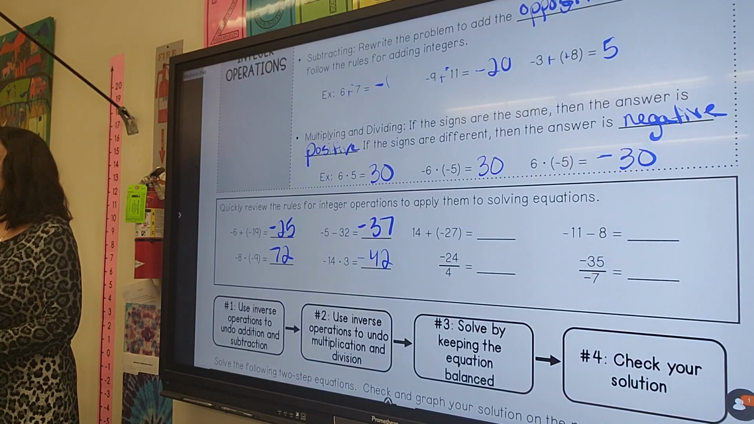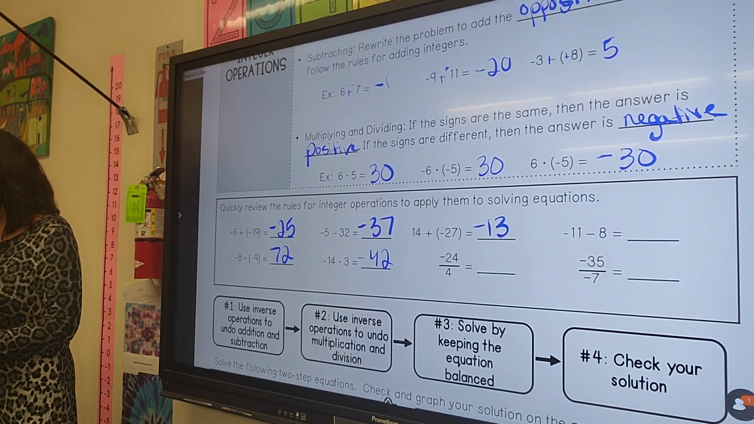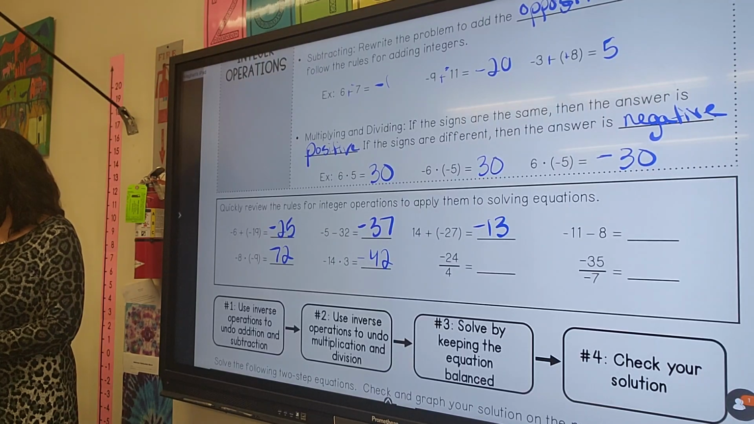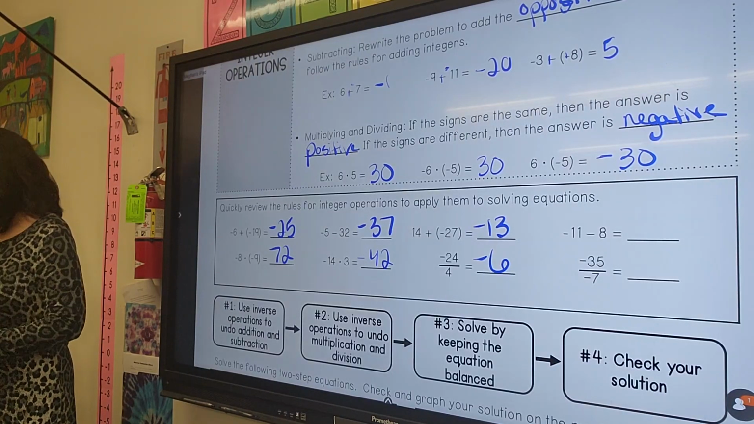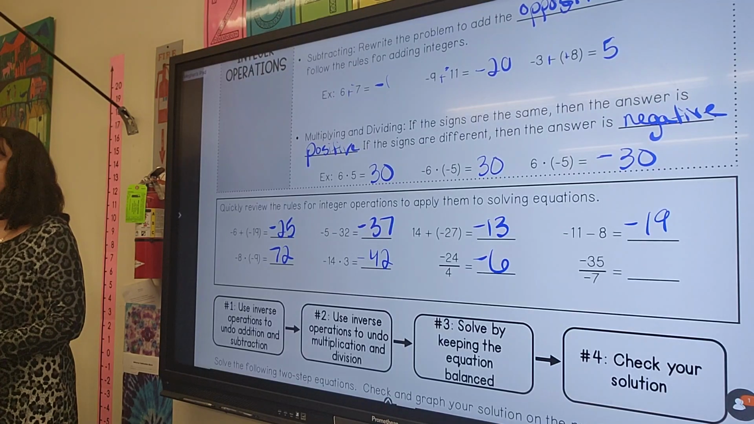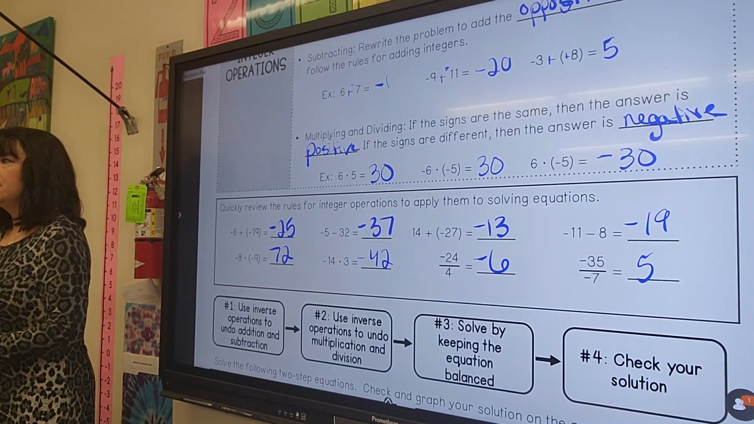14 plus negative 27, DJ. Negative 13. Yep. Negative 24 divided by 4, Farah. Negative 6. Negative 11 minus 8, Jada. Negative 19. And negative 35 minus 7, Farah. Negative 42.